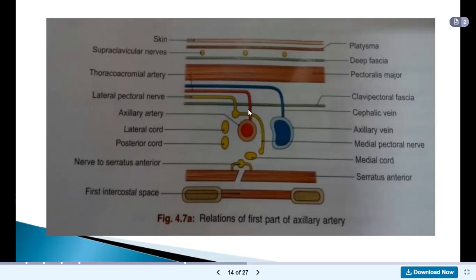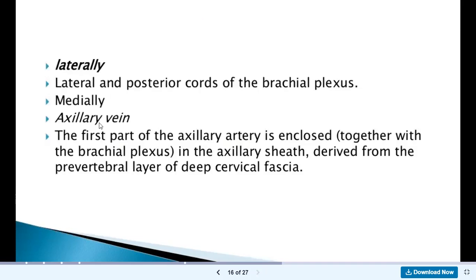So remember this, all structures anterior to it are the anterior relations. The structures lateral to it are the lateral relations. The ones medial to it are the medial relations. And then the ones posterior to it are the posterior relations. So here you can find that this axillary vein and this medial pectoral nerve are medial to the axillary artery. So that is the medial relations of the axillary artery. Okay, so axillary vein, you would see.